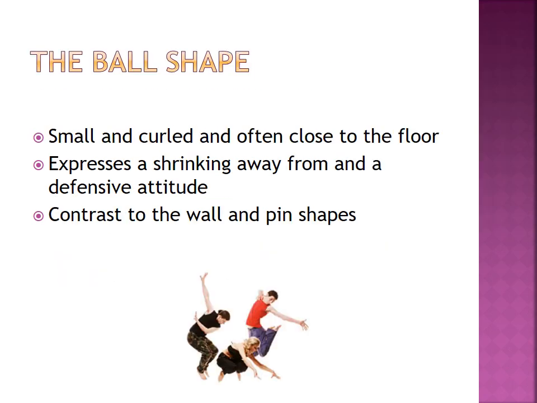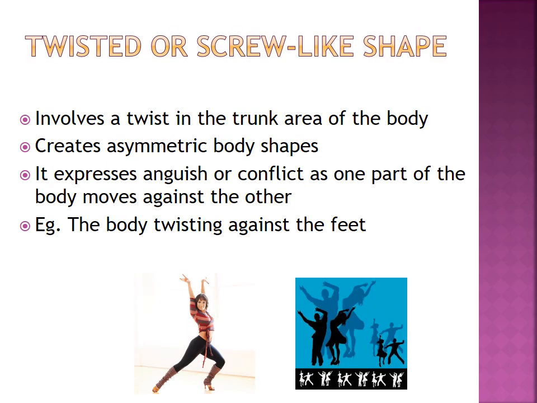We have the ball shape. This is small and curled and close to the floor. And if you compare it to the wall and the pin shape, it is much less strong. So it's a sort of shrinking away, a defensive attitude. So it contrasts with the wall and pin shapes. Finally, we have the twisted or screw-like shape. This involves a twist in the trunk area of the body, so the shape created is asymmetrical. It often can be used to express anguish or conflict as one part of the body moves against the other, for example, the body twisting against the feet.